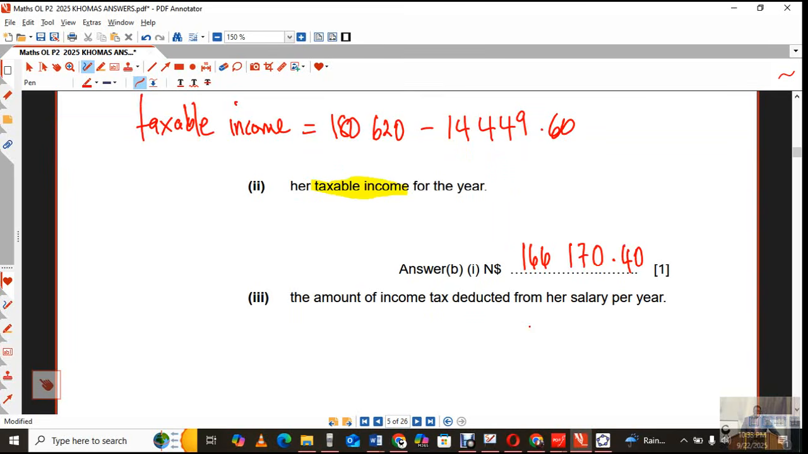Now, they want you to calculate the amount of income tax that will be deducted per year. So we'll be using that table. But before we do that, we're going to find what I like to call the taxable amount. Taxable amount is different from this taxable income. Okay, taxable amount, this is not the whole amount that will be taxed.